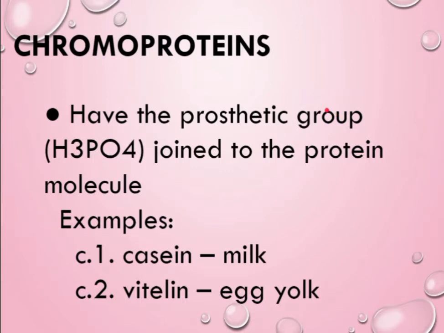And then we also have your chromoproteins. These have a prosthetic group joined to the protein molecule. So aside from the protein, the non-protein group here is a prosthetic group. A good example is also casein that is found in milk and vitellin which is found in egg yolk.